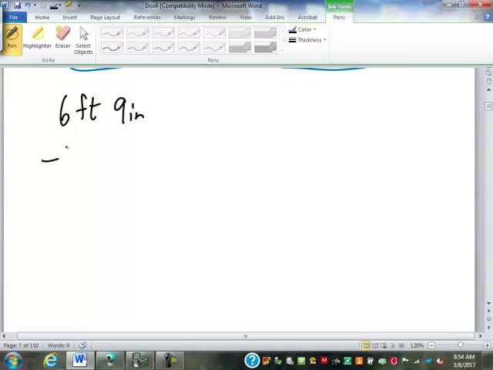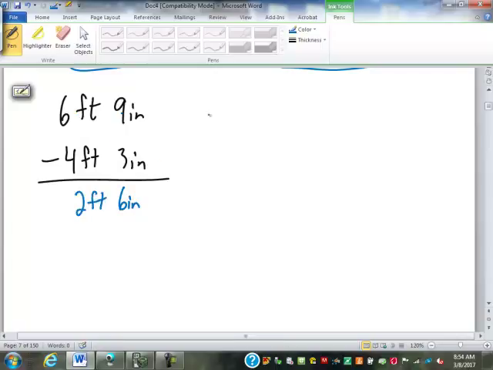Six feet 9 inches minus 4 feet 3 inches. We subtract. 9 minus 3 is 6 inches. 6 feet minus 4 feet, 2 feet. And again, just like adding, it doesn't stay that easy. Now we're going to borrow. Exactly.